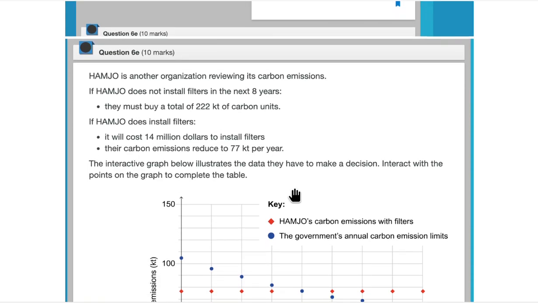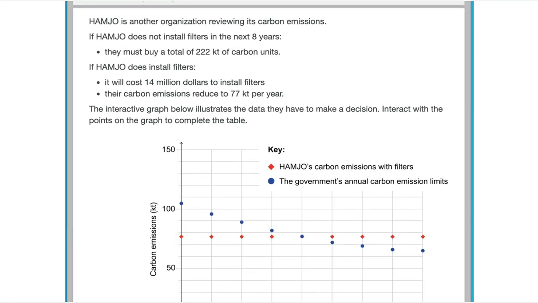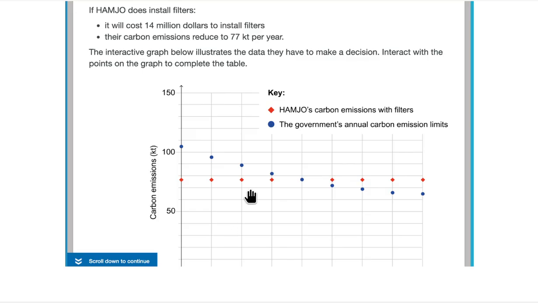Hamjo is another organization reviewing its carbon emissions. If Hamjo does not install filters, let's just wait for some time. I mean, we're having a session for an hour. Just wait for like 10 more minutes. We need to get done with the last part. I don't want to linger on.